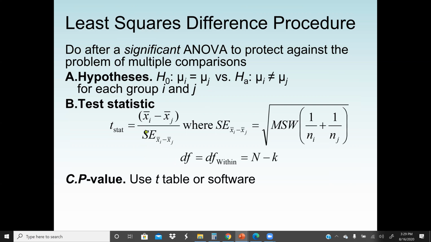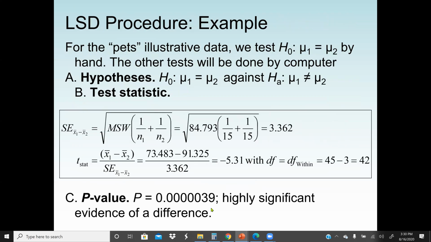For the t-test formula, we use the difference of the two group means divided by the standard error of the difference of the two. Now the standard error for the difference of the two groups is the square root of MSW times 1 over NI plus 1 over NJ, where NI and NJ are the sample sizes for both groups. Then when we get a t value, we get our p, and then we make the decision.